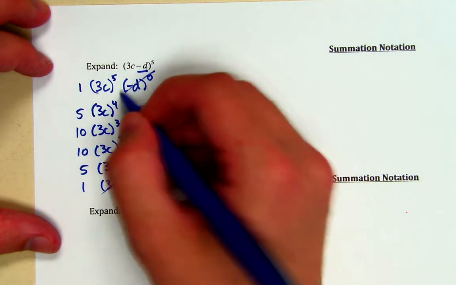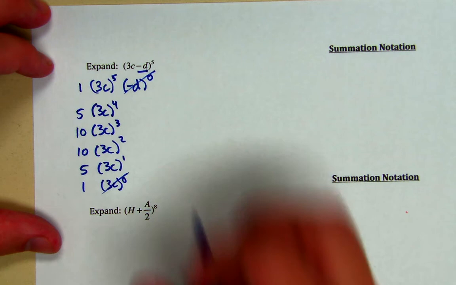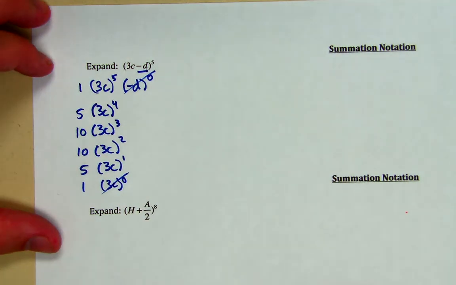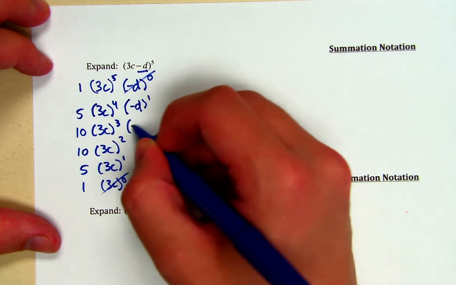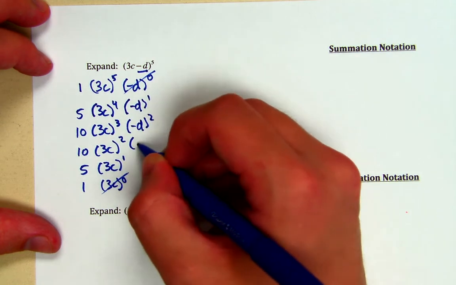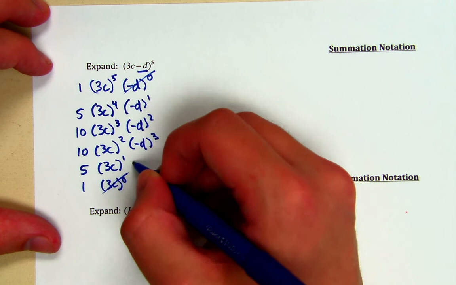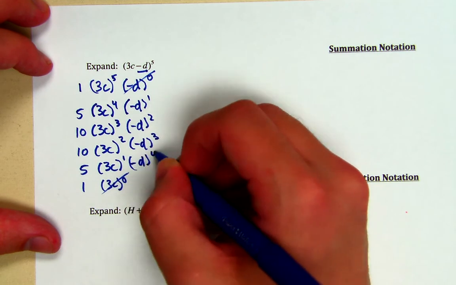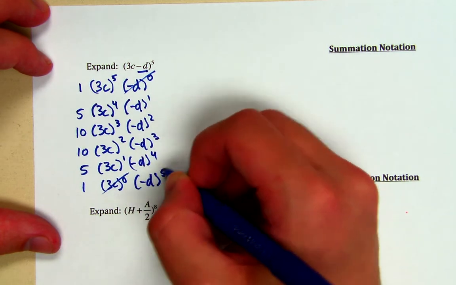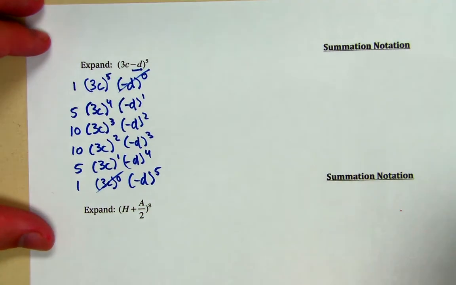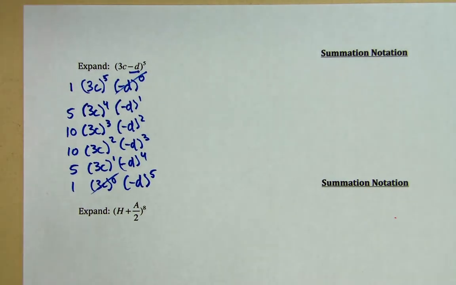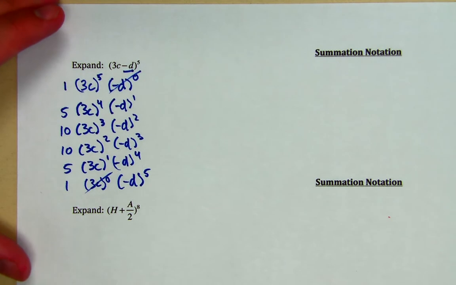Now the zeros are going to go away. You should notice that this is actually going to give us an alternating pattern. So now I have negative d to the 1st, negative d to the 2nd, negative d to the 3rd, negative d to the 4th, and finally negative d to the 5th. Again, I'm going to connect this to the summation. If you prefer to do the summation first, that would be fine.